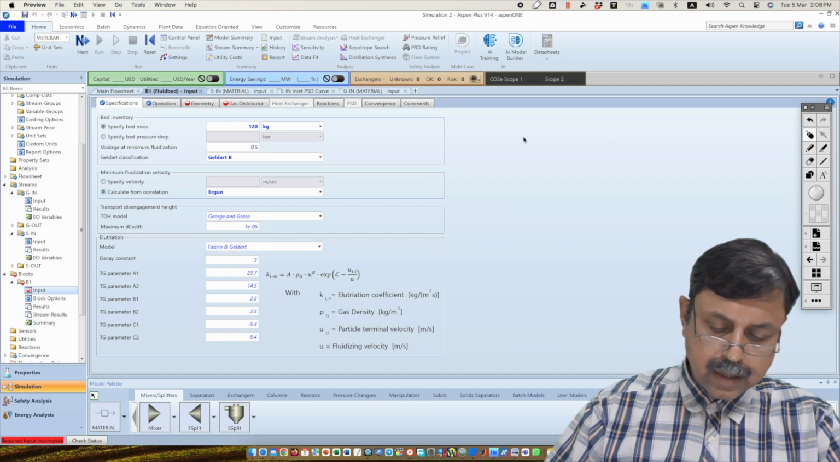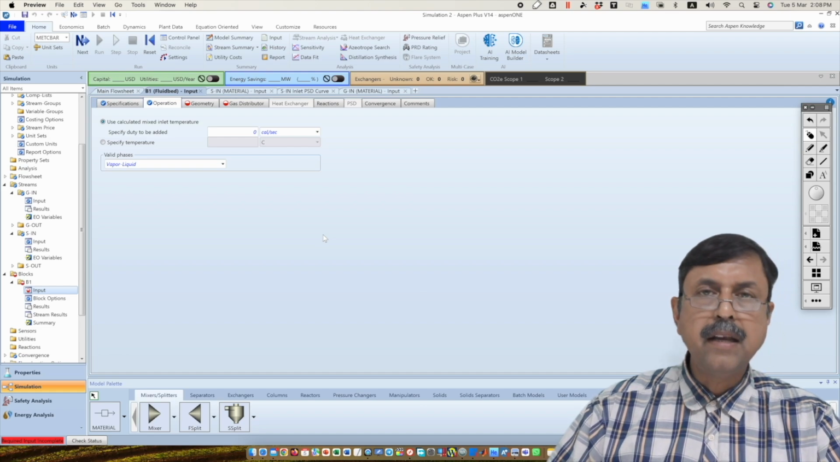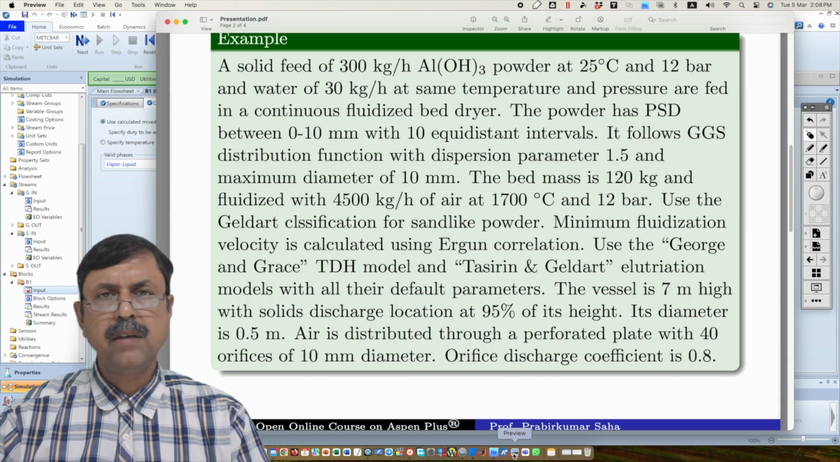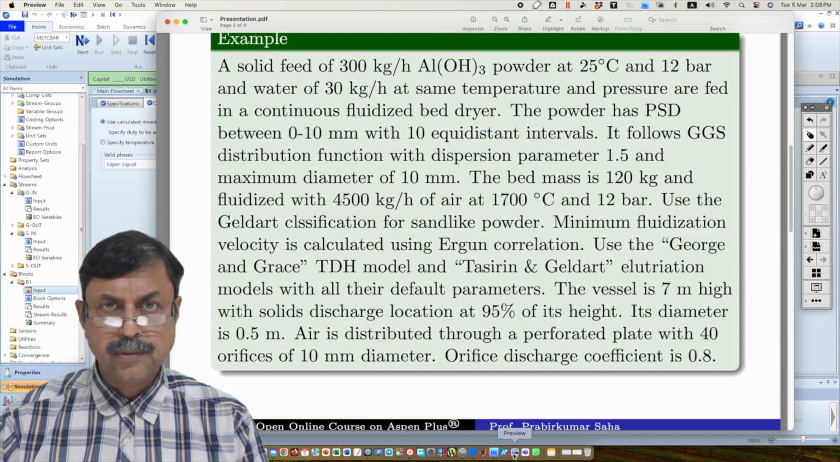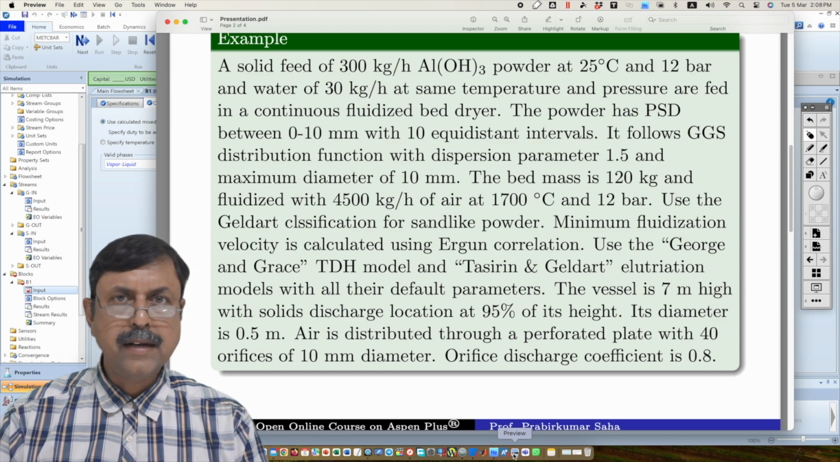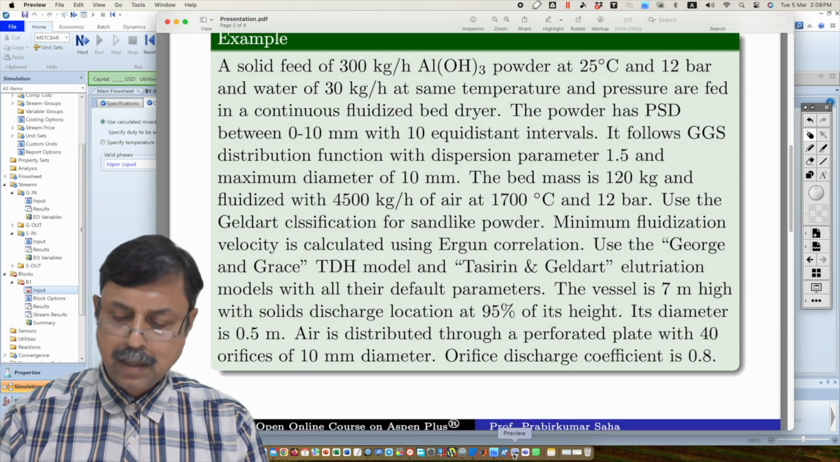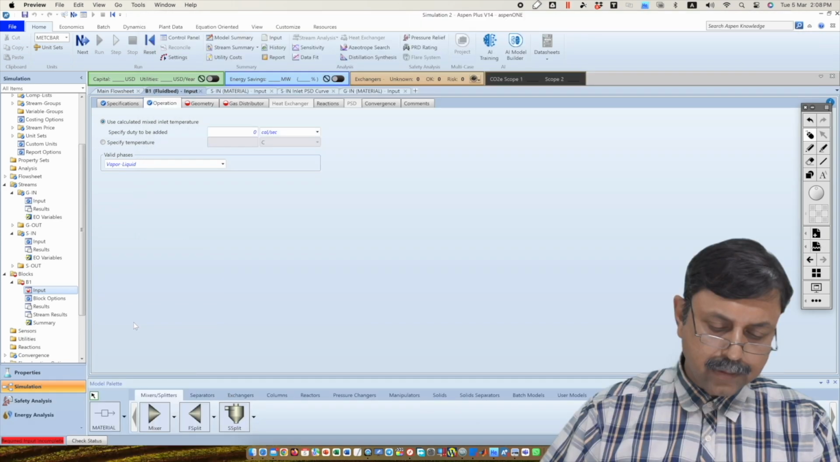Let us go to the operation. It talks about the heat duty, but in the problem we do not have any heat duty information. Already we are giving 1700 degrees centigrade air, so I don't think any more heat is required for drying. And in the problem also there is no heat duty information, so we can skip this and go to geometry.